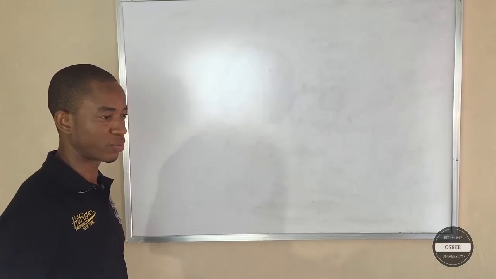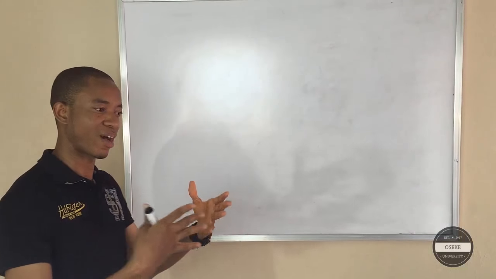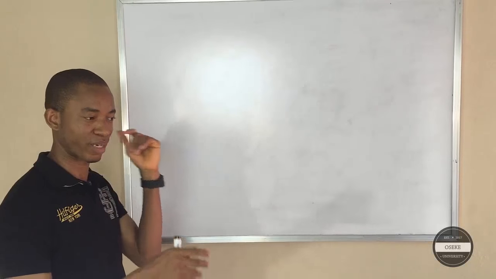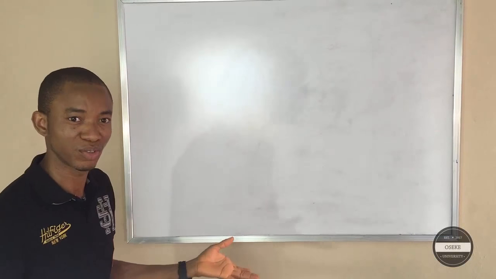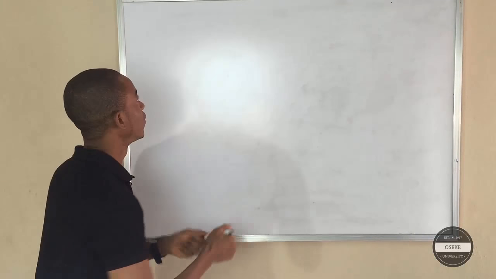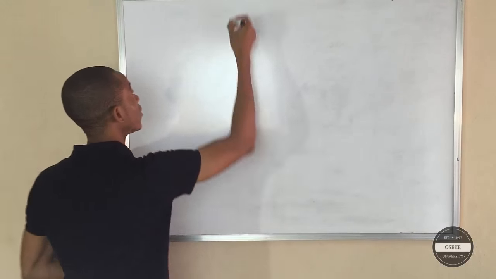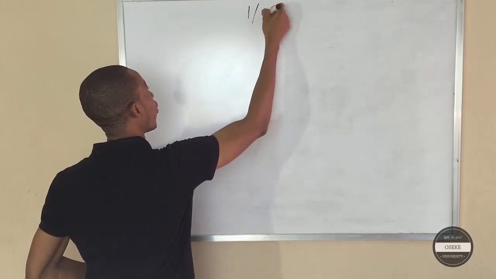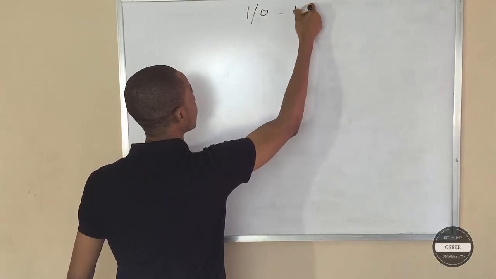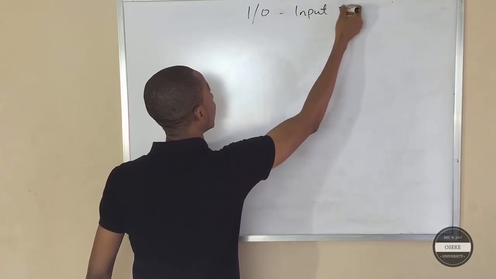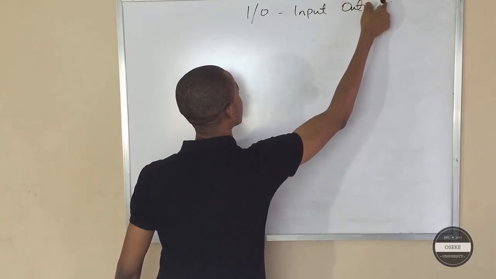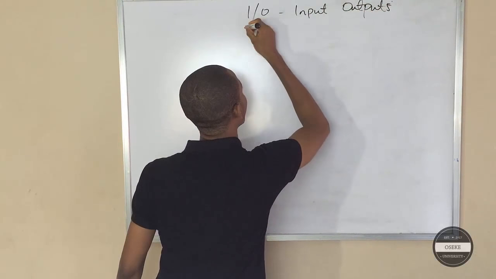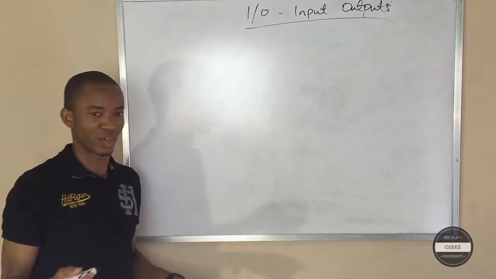We need to learn about inputs and outputs. You've seen how the LEDs can be flashed just by writing a few things to the TRIS and the PORT registers. I/O, or you can say inputs, outputs. So we need to learn about inputs and outputs.